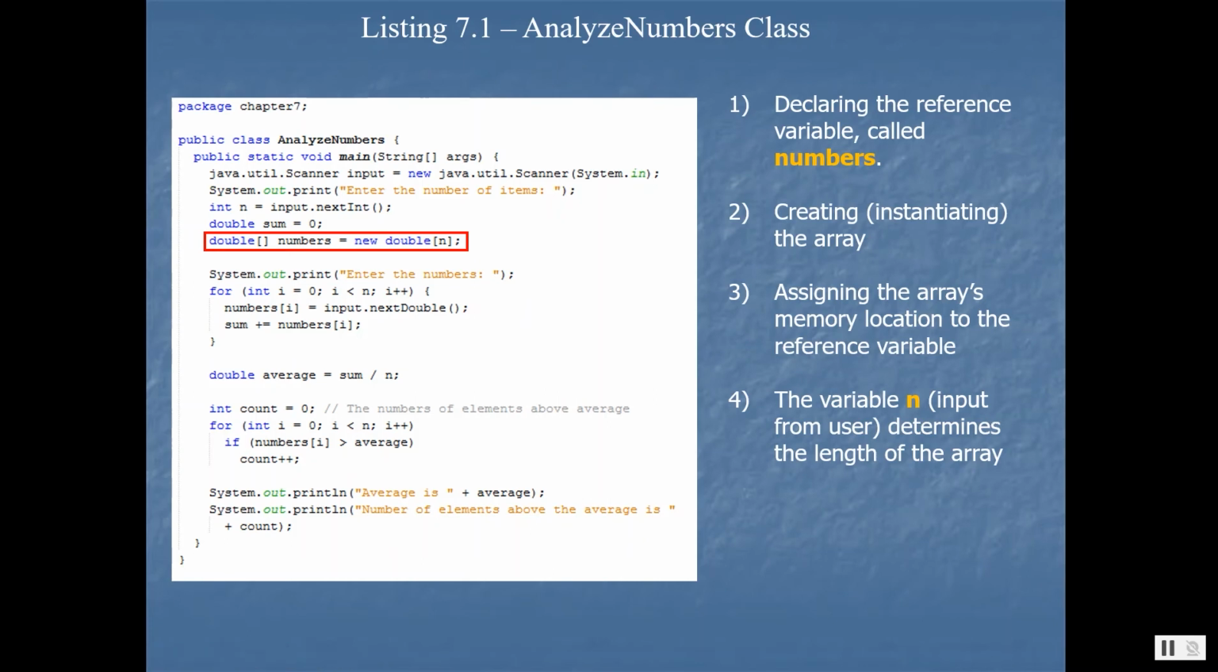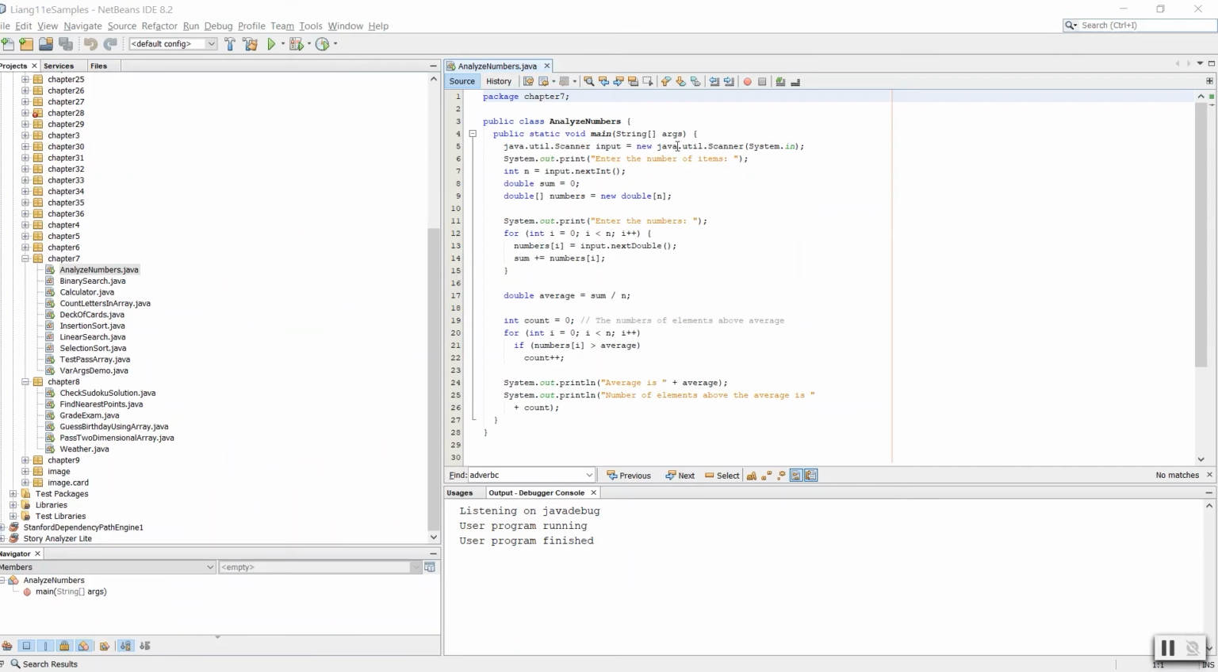Okay, so what we're going to do now is look at this AnalyzeNumbers program, and we'll dive into detail about that, but let me just run it first. So here it is. This is a class called AnalyzeNumbers, and basically what it's going to do is ask me to enter, first of all, how many numbers I want, and then it's going to ask me to enter each number. And then once I've entered all the numbers, it's going to calculate their average. And then after that, it's going to identify how many of those numbers were above the average.